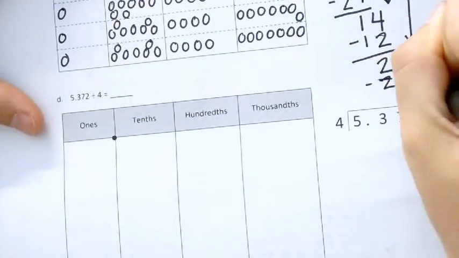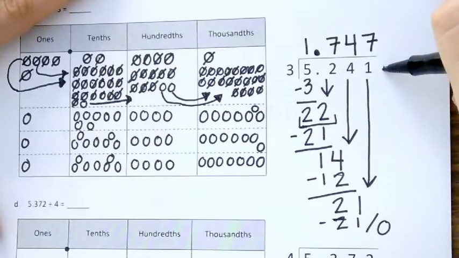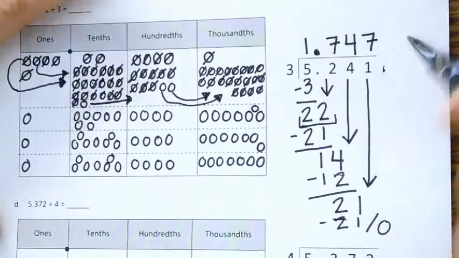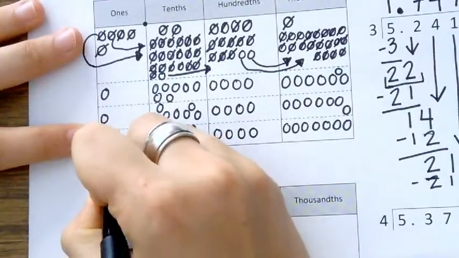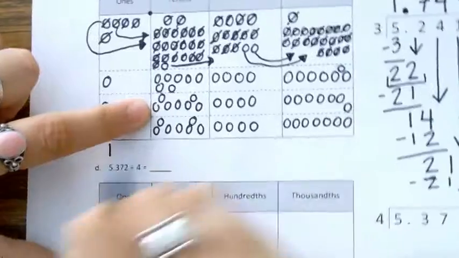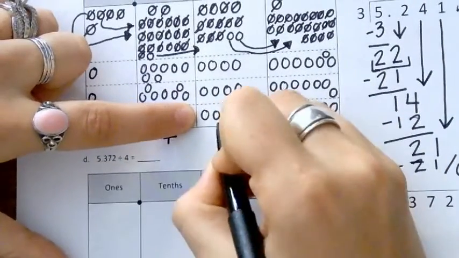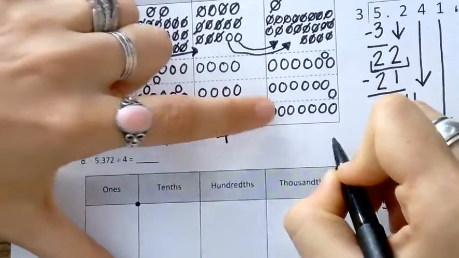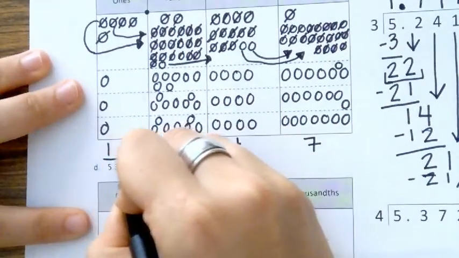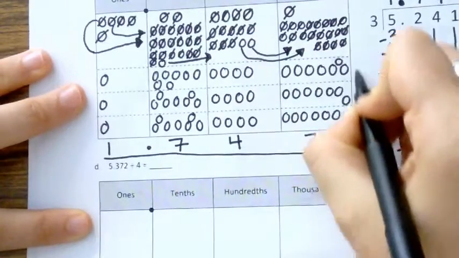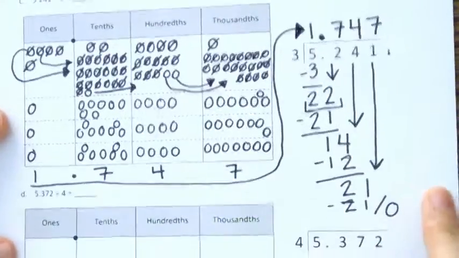Oops, I'm running out of room. And I have 0. So I have 0 here. Do I have anything left here? No. Let's check our answer. How many ones do we have in each group? 1. How many tenths? 7. How many hundredths? 4. And how many thousandths? 7. Does this answer match this answer? Yes. Awesome. Okay. Good job.